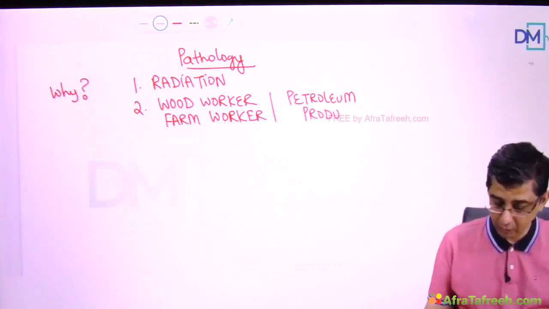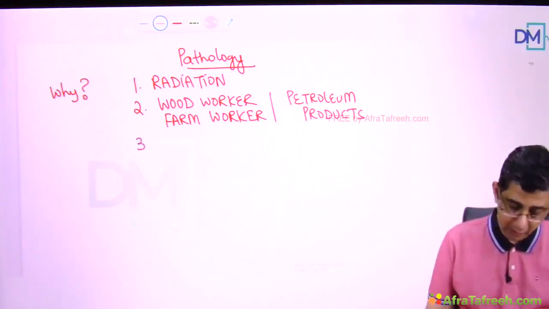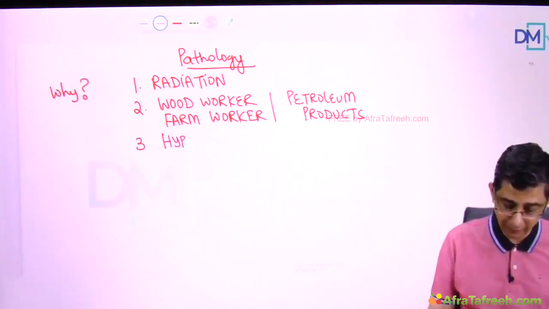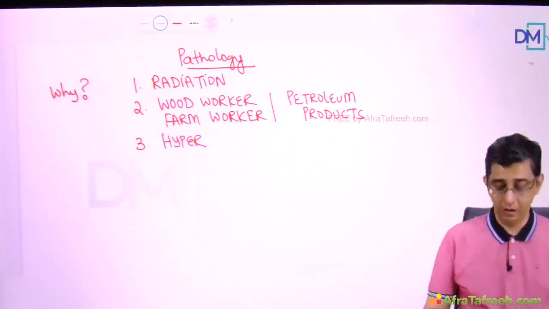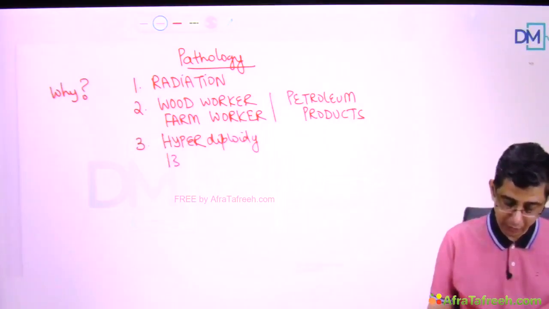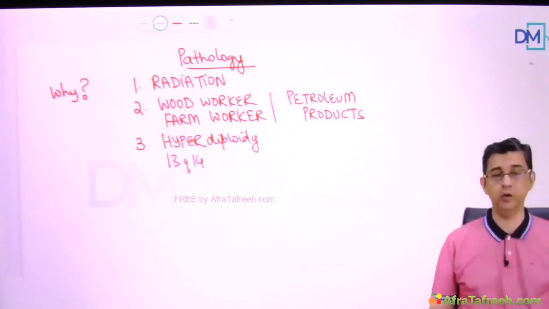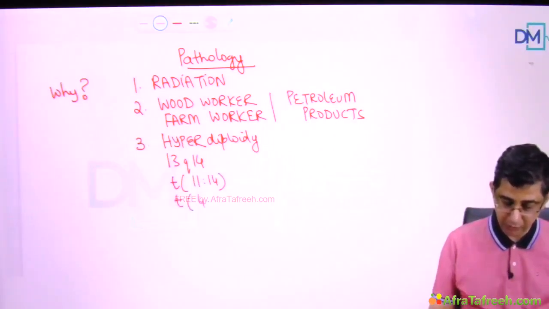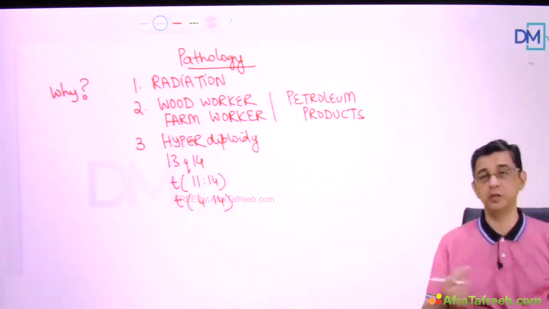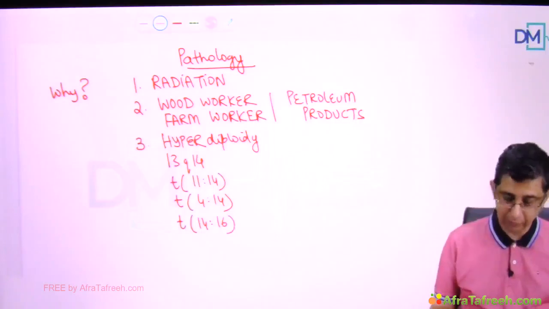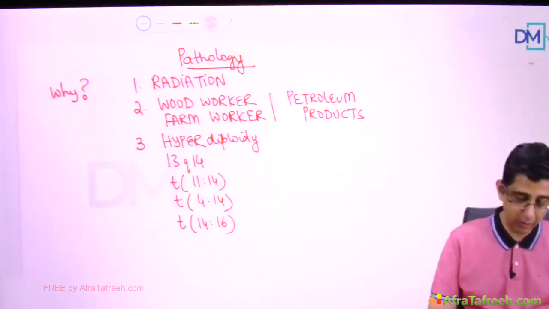Then there are obviously the chromosomal reasons behind it. From the chromosomal perspective, one of the important ones that you need to remember is hyperdiploidy. Then after hyperdiploidy, the chromosomal reason to be remembered would be 13q14, which you read even for retinoblastoma. Then is chromosomal translocation 11;14, chromosomal translocation 4;14, and you will notice that the number 14 is coming very frequently. Then would be 14;16.